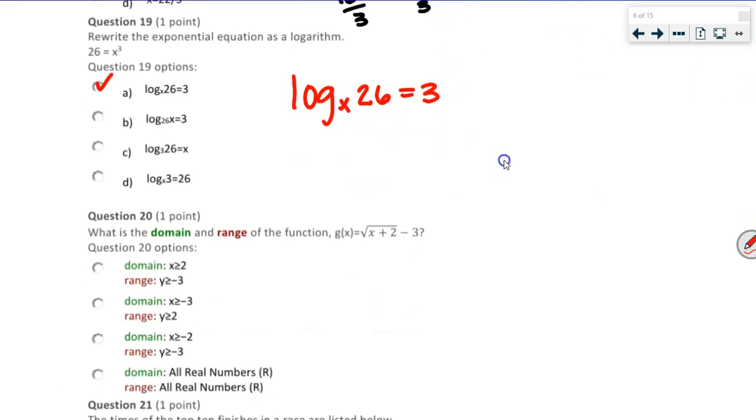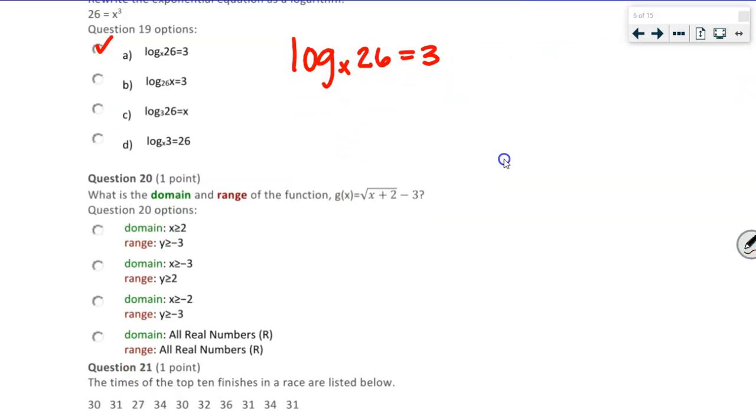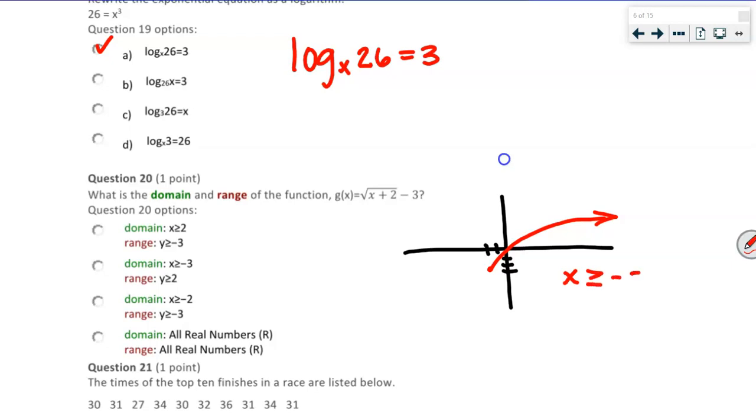Number 20, what is the domain and range of the function? So again, I'm going to put this in Desmos and show you guys what the graph would look like. When I do this one, it's going to be negative 2 over and 3 down. That's where this graph starts. So the graph is going to look basically like that, okay? So when we're talking about our domain, notice all our x values are greater than or equal to negative 2. That was negative 2 right there, right? And this is negative 3. Our y values are greater than or equal to negative 3. Remember, the equation is x minus a minus 2, right? So which one of these is correct? That one right there.